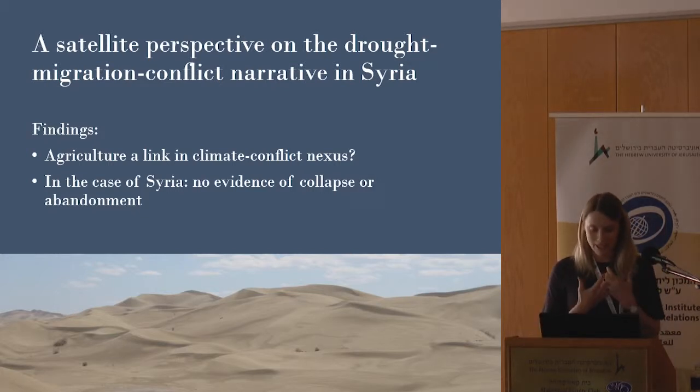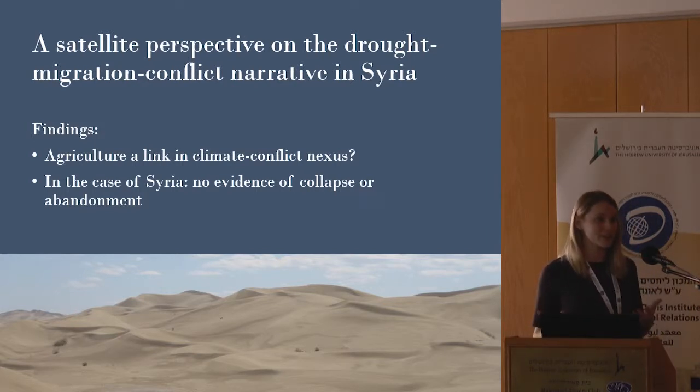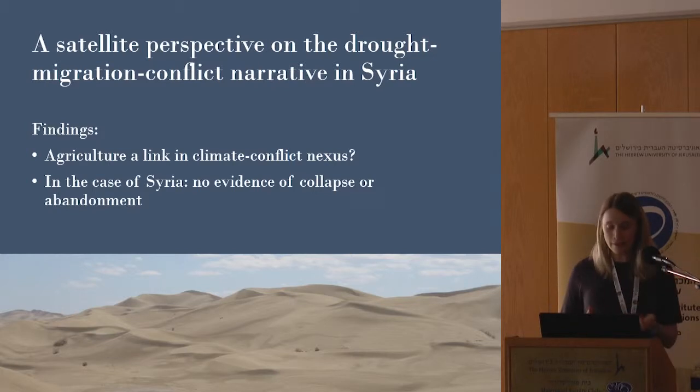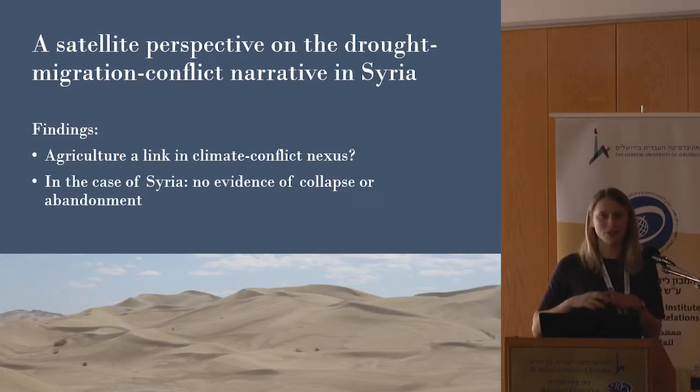I mean, times were probably bad, and I can compare to the drought that we had in Sweden this year, where people were suffering, farmers were suffering because of the lack of rainfall. So I can imagine it was really bad in Syria as well. But I don't see any evidence of collapse or abandonment. And I think that provides an interesting piece of the puzzle to this bigger narrative about climate and conflict.